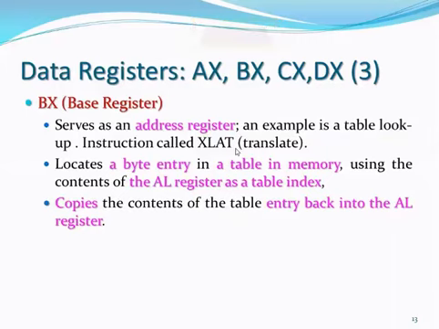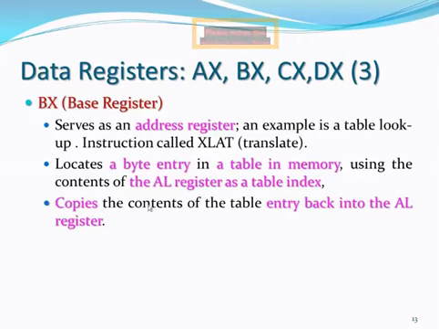Now the question is, how does this searching table work? That's what they are giving a little more information about here. Locate a byte entry in a table in memory, using the content stored in the AL, the lower byte of the accumulator register, as a table index. So whatever content you have, the lower byte is always used as the index, right?